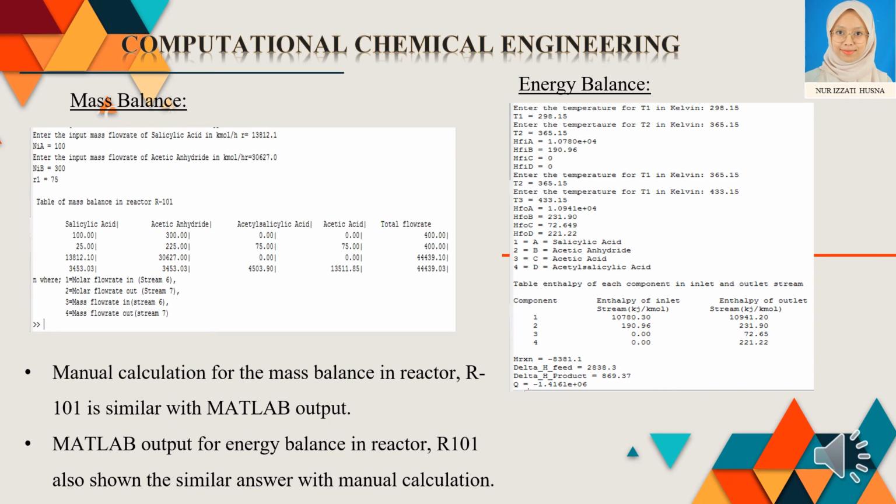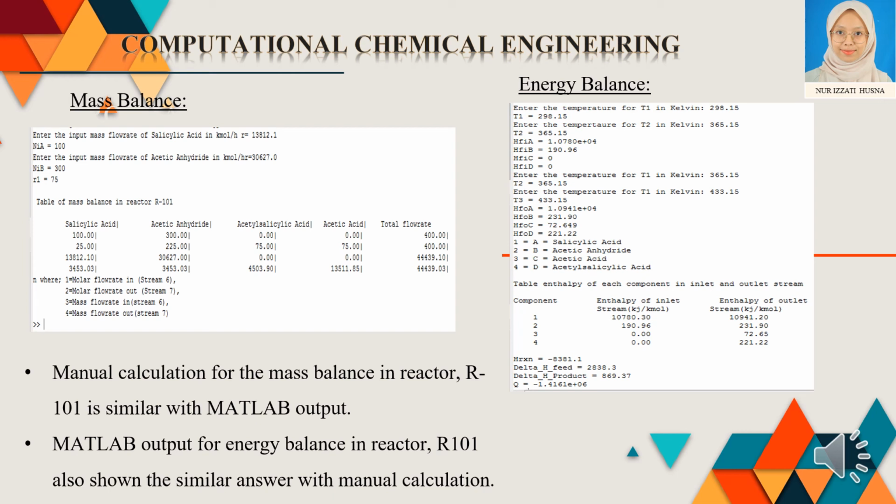Computational chemical engineering. For mass balance, first we enter the input mass flow rate of salicylic acid, which is 13,812.1 kg per hour, then divide by the molecular weight to get the molar flow rate, which is 100 kmol per hour of salicylic acid. Then we enter the input mass flow rate of acetic anhydride, which is 30,627.0 kg per hour, then divide by the molecular weight to get the molar flow rate of acetic anhydride, which is 300 kmol per hour. And finally, we get the balance for both output and input, which is 400 kg per hour for input and 44,439.03 kg per hour for output. And also, the manual calculation for mass balance in reactor R101 is similar to the MATLAB output.